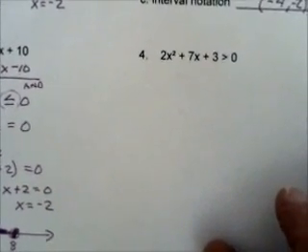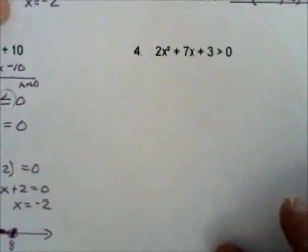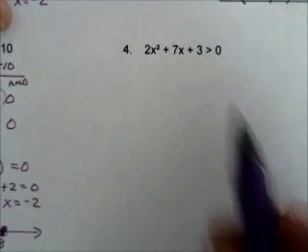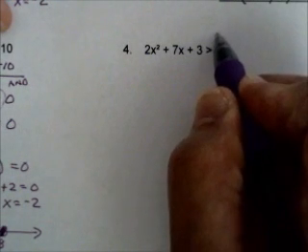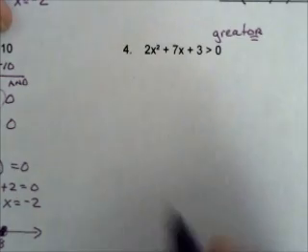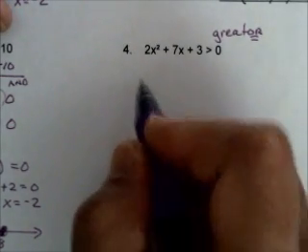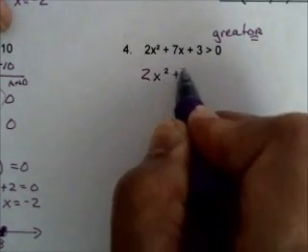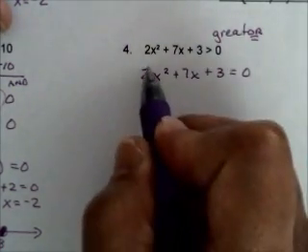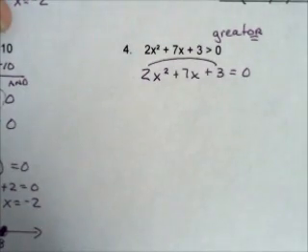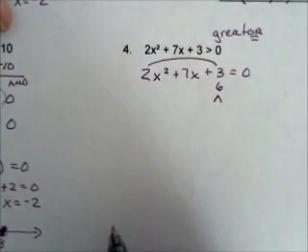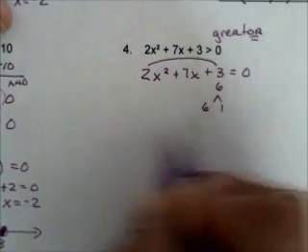And our final problem: 2x squared plus 7x plus 3 is greater than 0. It's a greater than. For factoring, it's already in standard form, but again, let's write it as an equation. Multiply 2 times the constant 3, we get 6. The factors of 6 that add to 7 are 6 and 1.